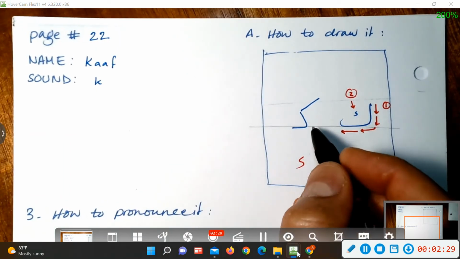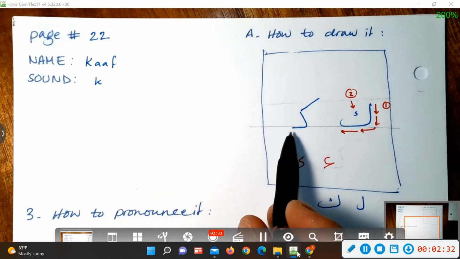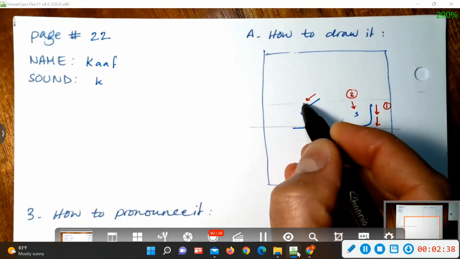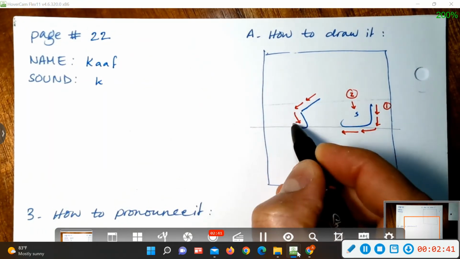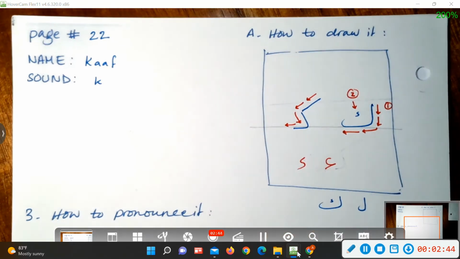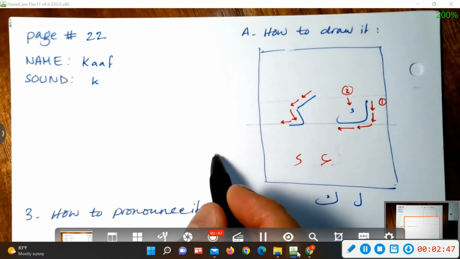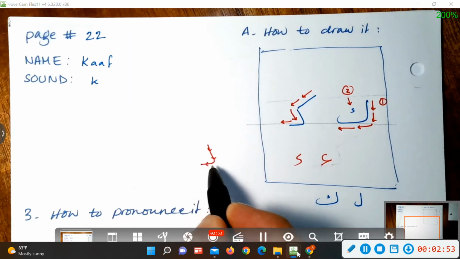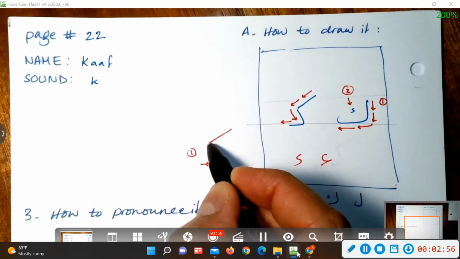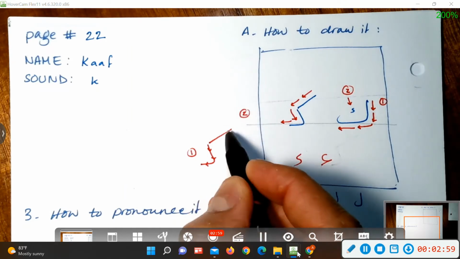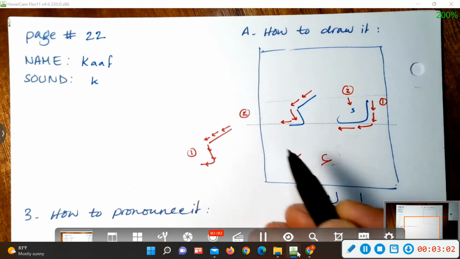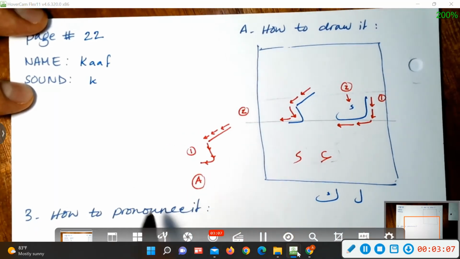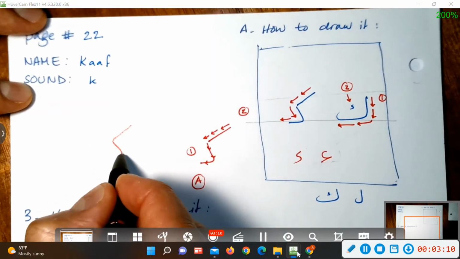Now when it's connected, it's drawn like that, and this way you can either draw it as a one shot like this, or you can draw it in 2 steps. One first, that's first, and that's second. So this is the first way, and that's the second way.